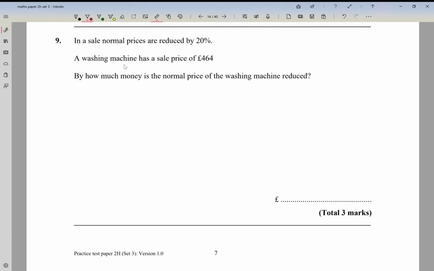So on this one, you have to realise that £464 has had 20% taken off it. So therefore it relates to 80% of the original value. Now there is more than one way of doing this, but my favourite way, I would say, is just if you can get it to that point and think, well, this relates to 80% of the original price, how would I get it to 100?